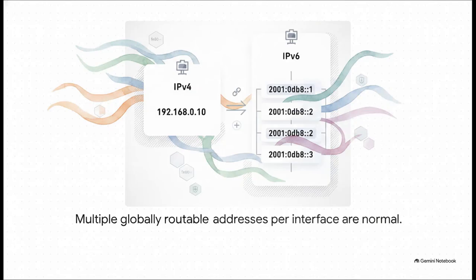Take a look at this interface configuration. It is completely normal for a single IPv6 interface to have multiple addresses active at the exact same time. Notice how a link local address starting with FE80 is just happily coexisting alongside a global unicast address and temporary privacy addresses. So whatever you do, don't troubleshoot this as an error. It's supposed to look like that.